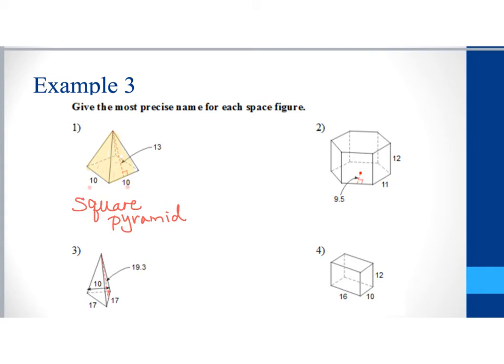When I look at number 2, I have 2 parallel bases, and those would be right here. Those parallel bases, if you notice, we have 6 sides, so these are hexagons. And all of the lateral faces, which run this direction, look like parallelograms. So because we have parallelogram lateral faces and 2 bases that are hexagons, this right here is going to be a hexagonal prism.